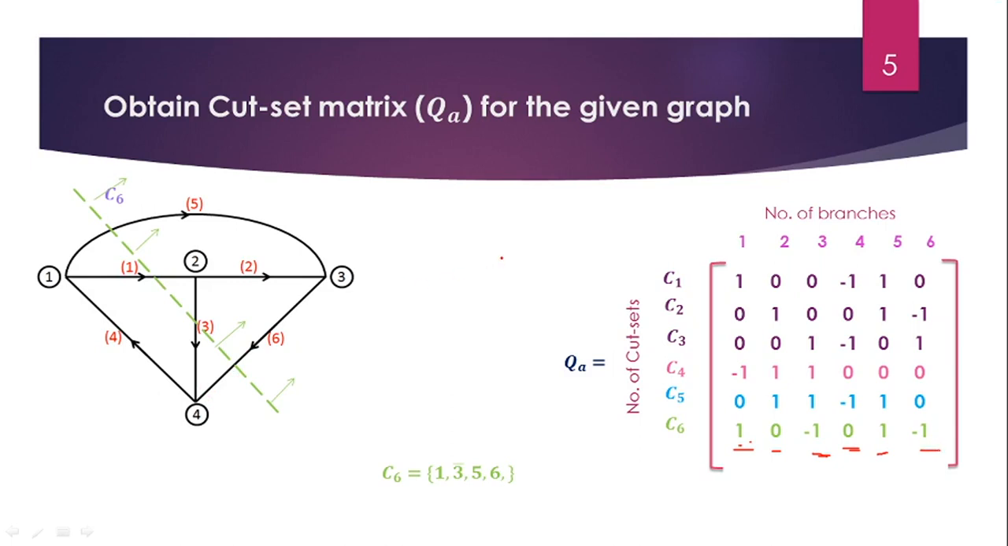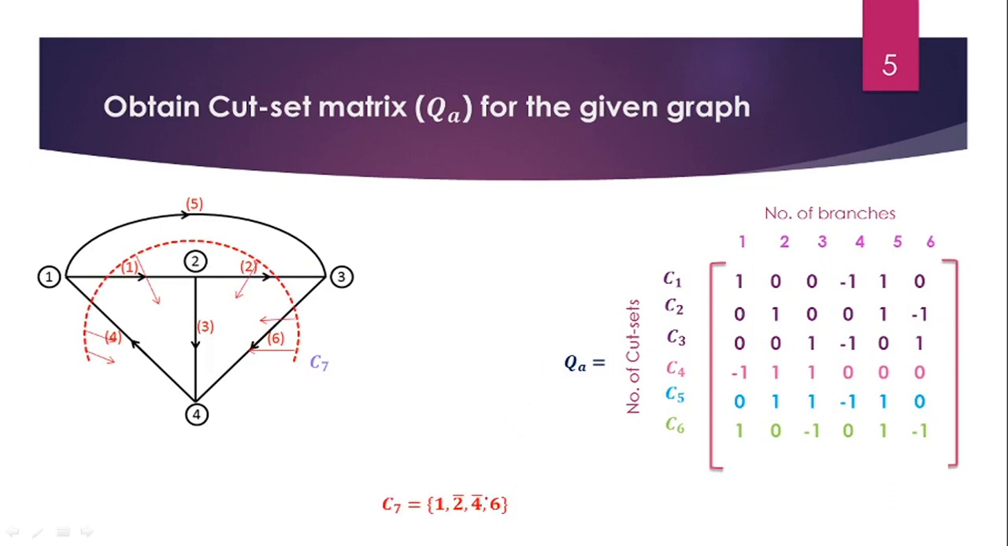We may have the last cut, C7, which will cut 1, 2, 4 and 6 branches. Out of that 2 and 4 are opposite to the cut, and that's why it is minus. C7 we are having 1 having same direction, 2 is having opposite direction, -1. 3 is not going to cut, 0. 4 is having opposite direction, 5 is not going to cut, and branch 6 is going away from the node 3, cut is also going away from the node 3, so it has same direction.